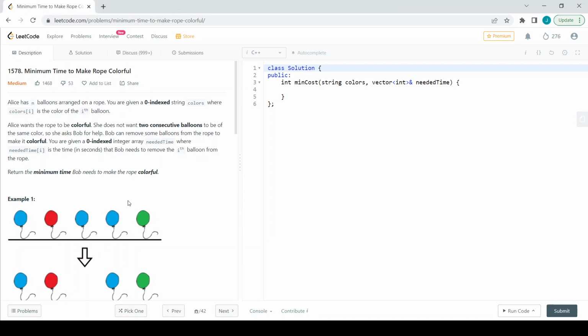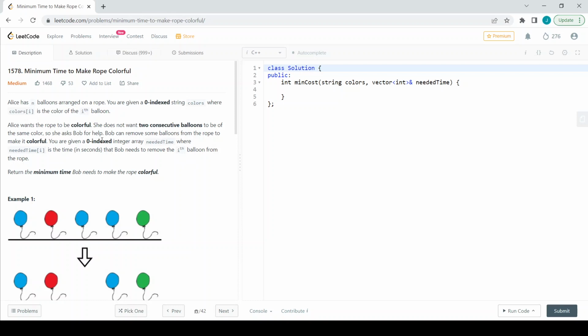Today let us solve the LeetCode daily challenge, and the problem is Minimum Time to Make Rope Colorful. Alice has n balloons arranged on a rope. You are given a zero-indexed string colors where colors[i] is the color of the ith balloon. Alice wants the rope to be colorful. She does not want two consecutive balloons to be the same color.